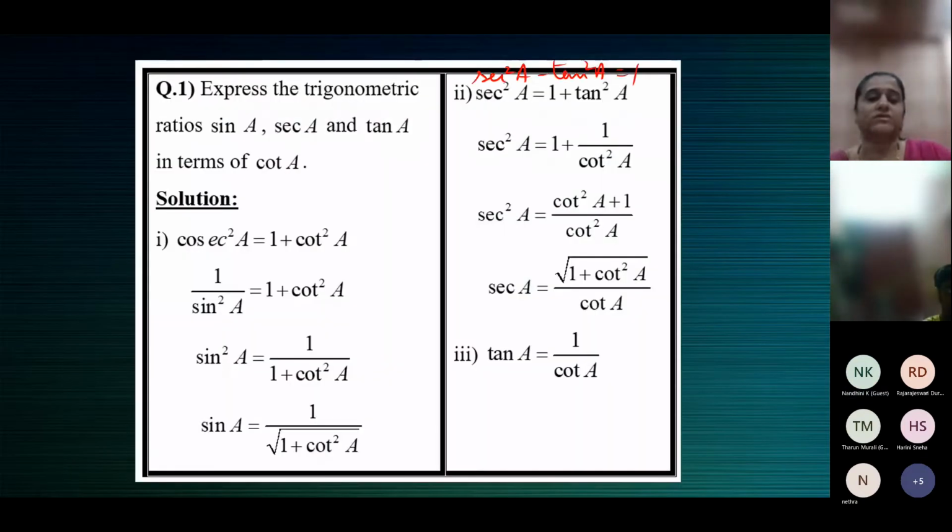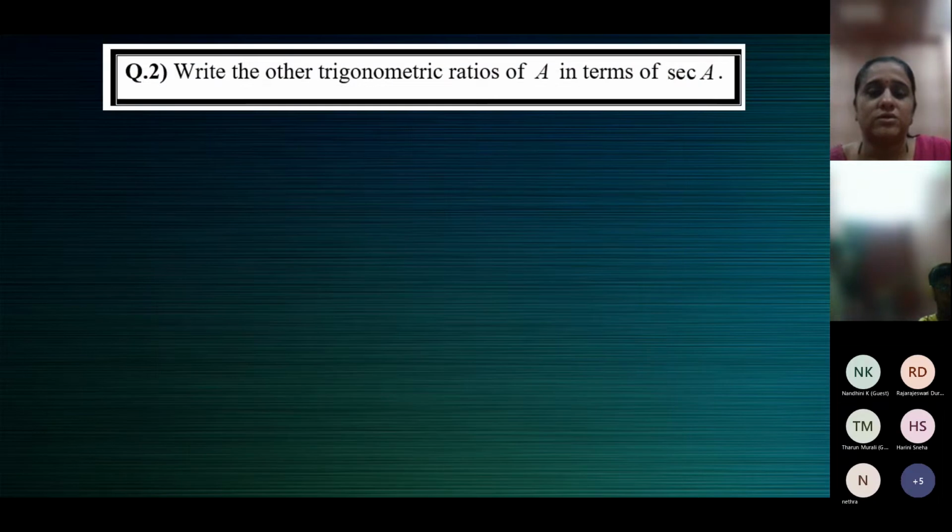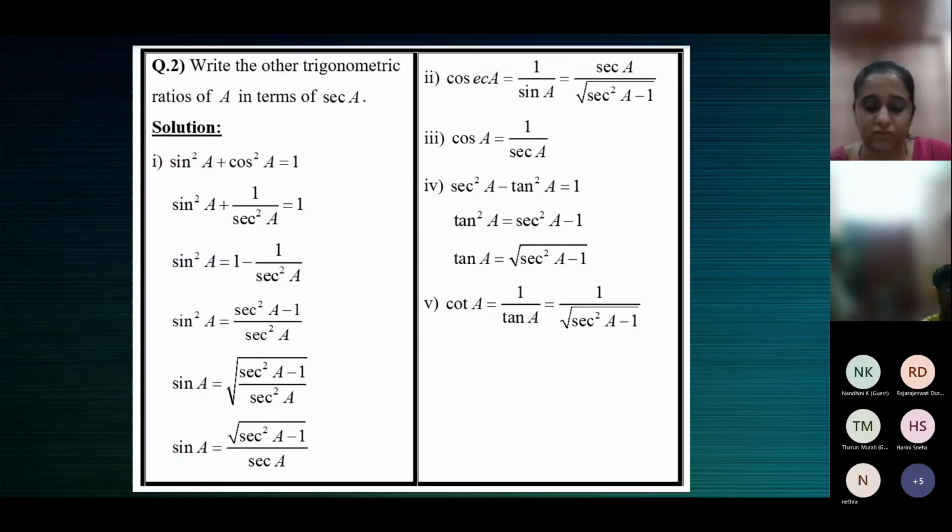So this is how we write trigonometric ratios in terms of the other. Here we wrote sin A, secant A and tan A in terms of cot A. So I think this will be your homework, children. Write the other trigonometric ratios of A in terms of secant A. I have the answer for you. Please help yourself.